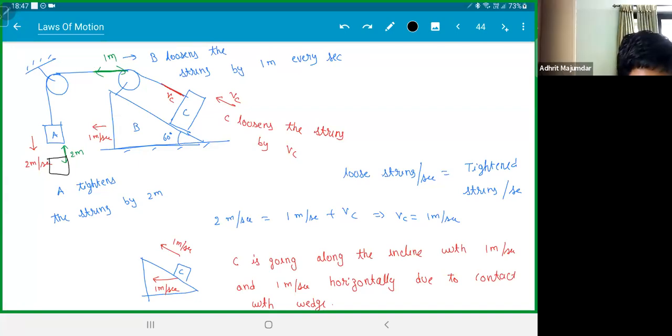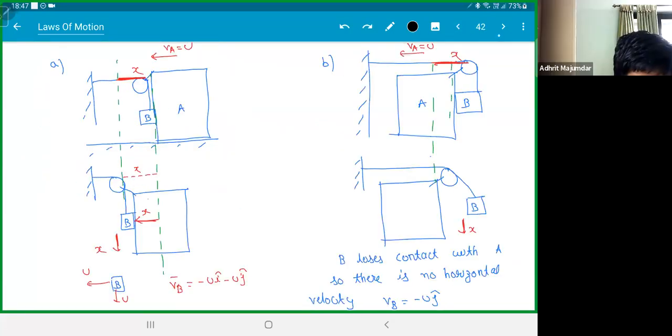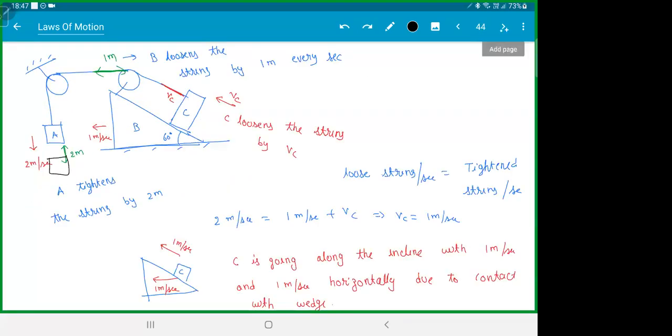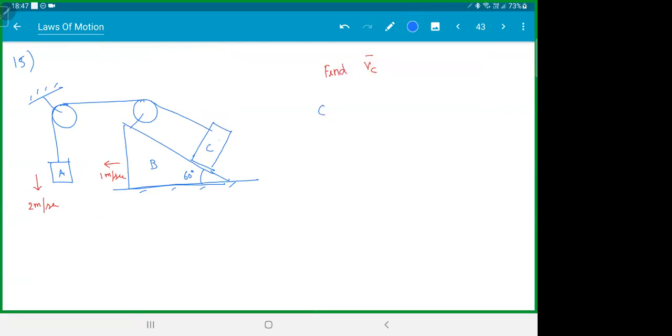Sir, won't it be like that previous question? I'm having a doubt. Which one? In the previous question, you said that B starts going at an angle. So here B, yeah, it won't be the same here. We are assuming C is always in contact. Matlab, you're saying C will fly.